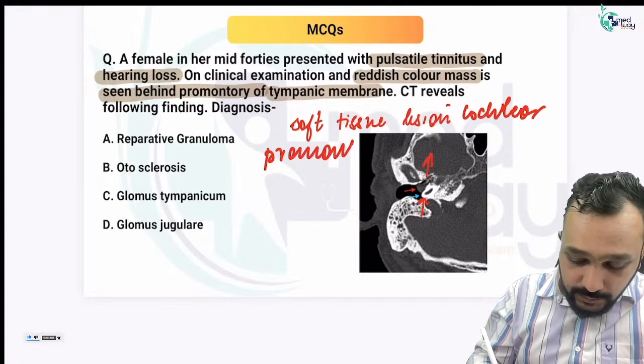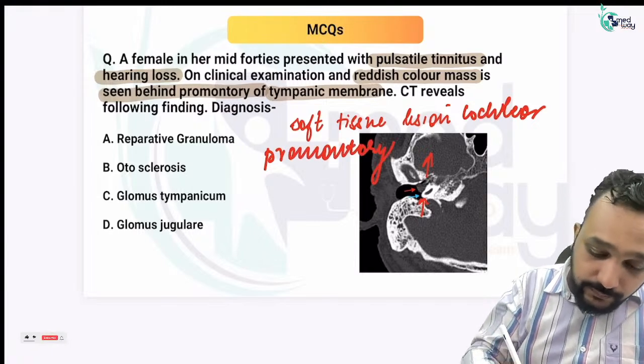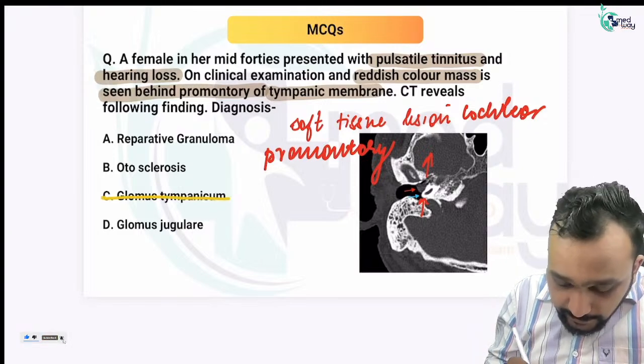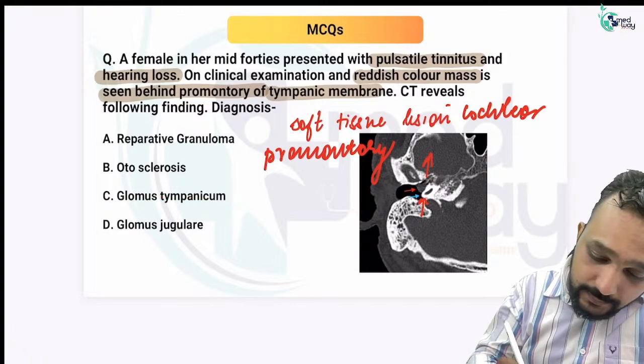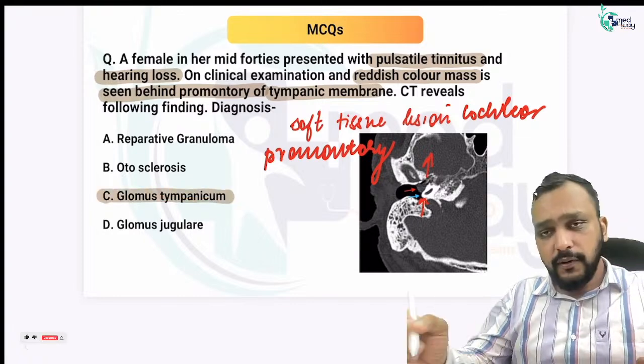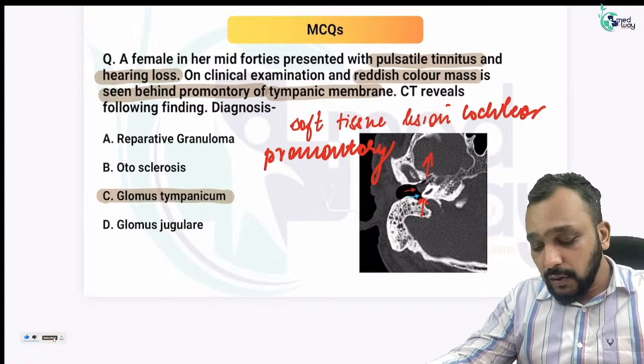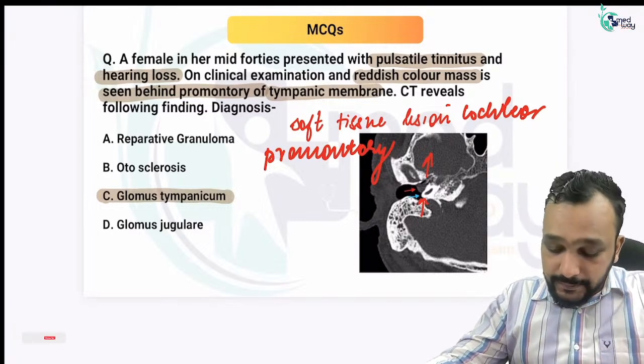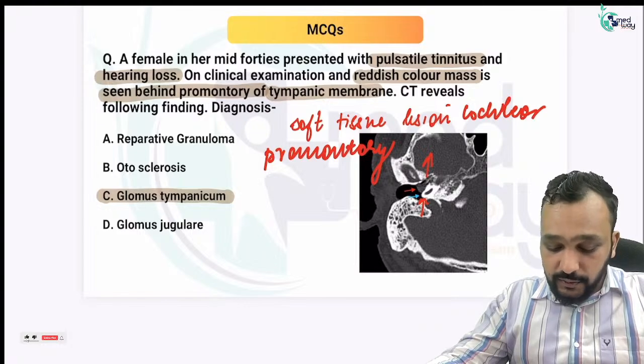So this is characteristic of glomus tympanicum, right? A soft tissue lesion adjacent to the cochlear promontory presenting with pulsatile tinnitus and hearing loss. So this is characteristic of glomus tympanicum.